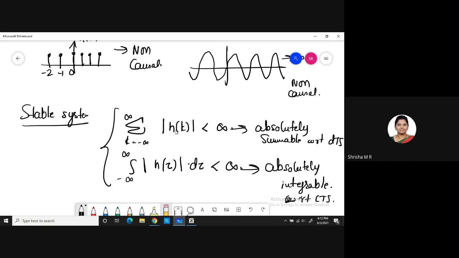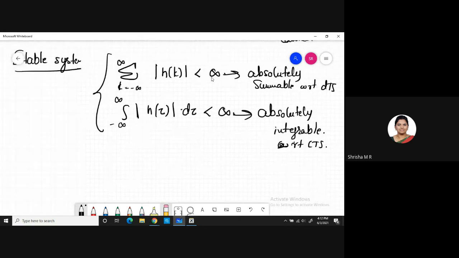Okay, so what is the meaning of this? Absolutely summable or absolutely integrable means what?